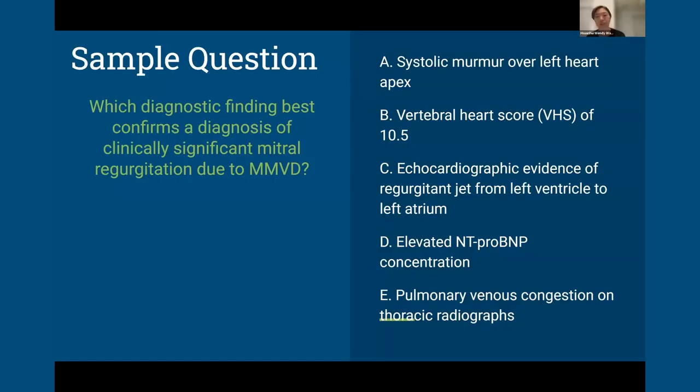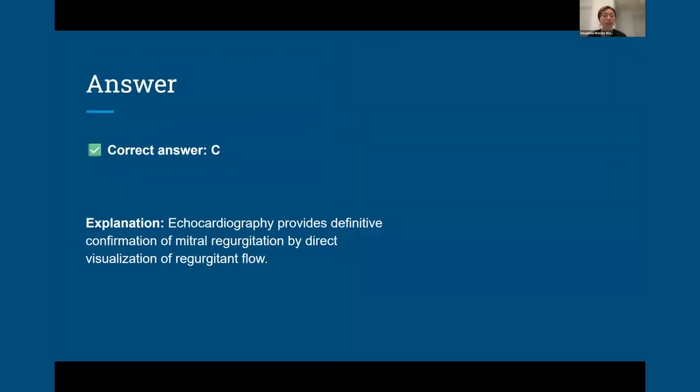So let's go back to this question. What do you guys think? What will be the best gold standard diagnostic finding if you suspect that this patient has mitral valve disease in terms of cardiac disease? Okay, I will let everybody know that the answer is C, which is the echocardiography.